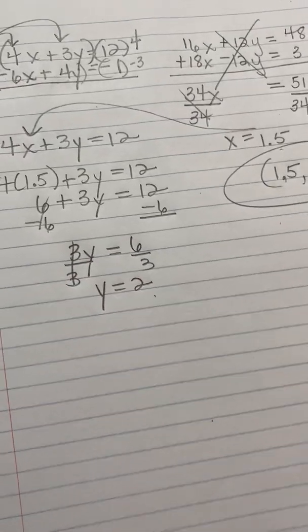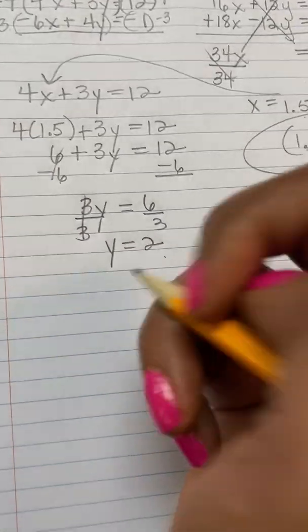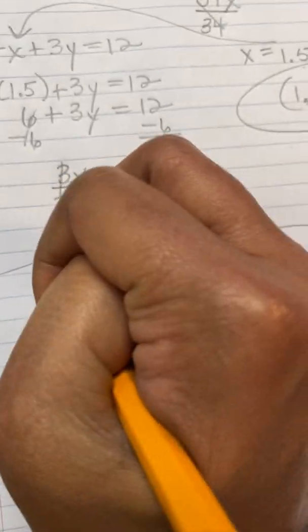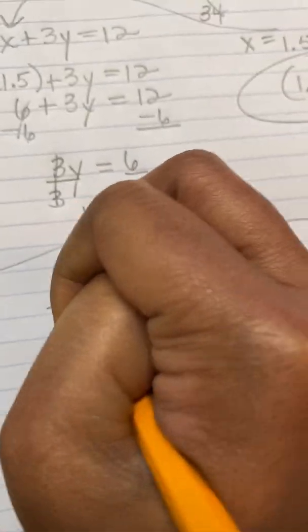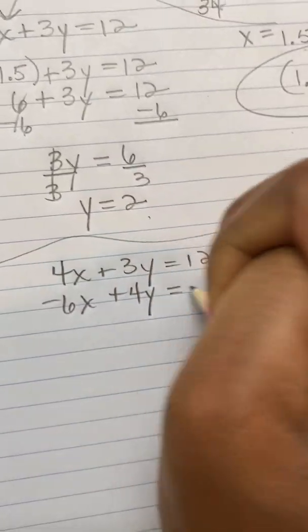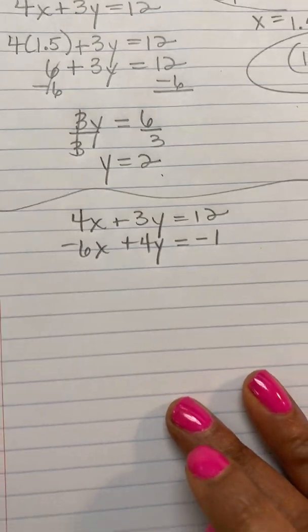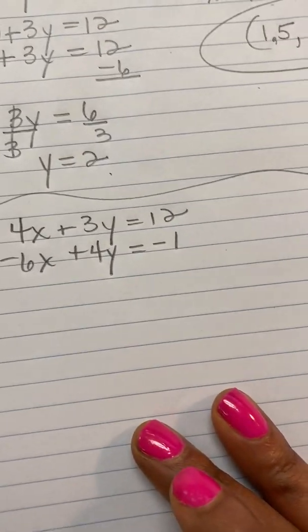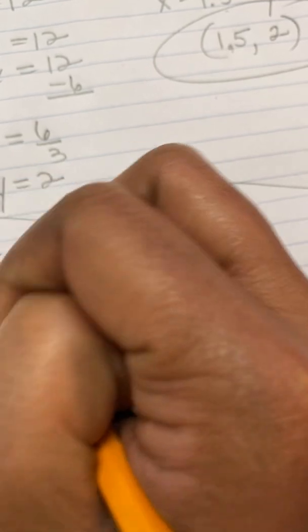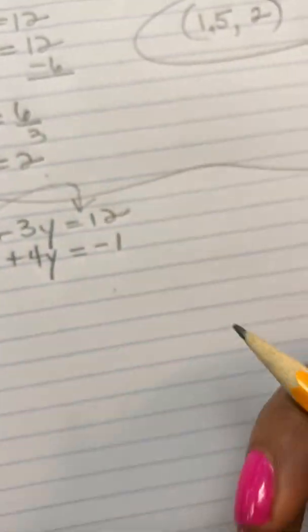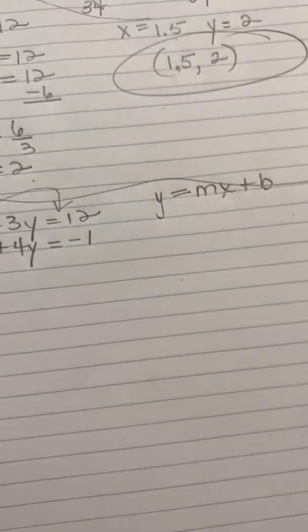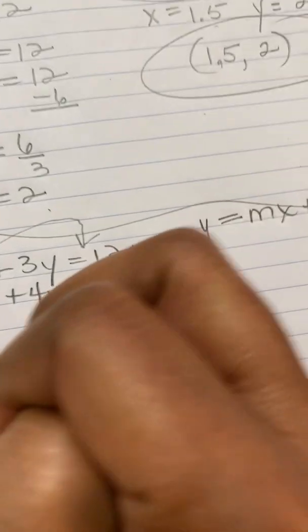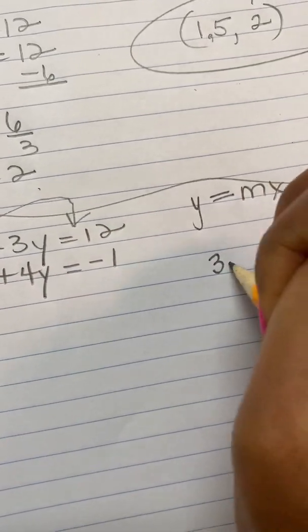Well, Ms. Thomas, could you have solved this using substitution? I sure could have. Let me write the original problem down again. Negative 6x plus 4y equals negative 1. Now to solve this using substitution, let me move the 4x in front of the 12. And what I'm trying to do is y equals mx plus b form, slope intercept. So here I'm going to leave the 3y alone.